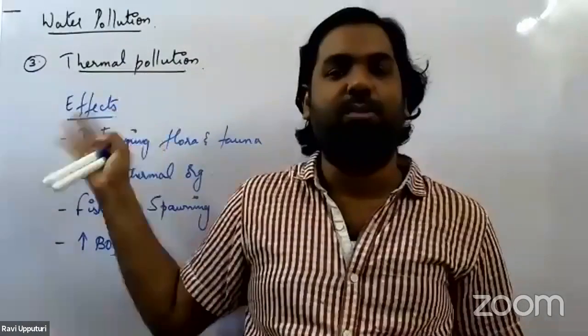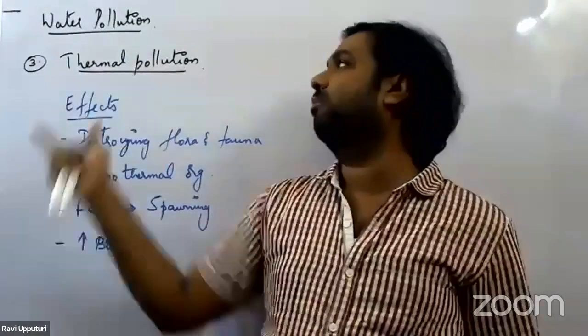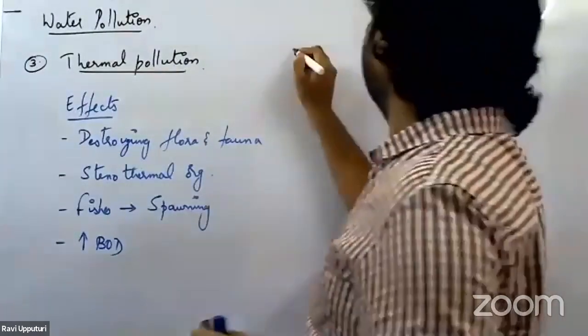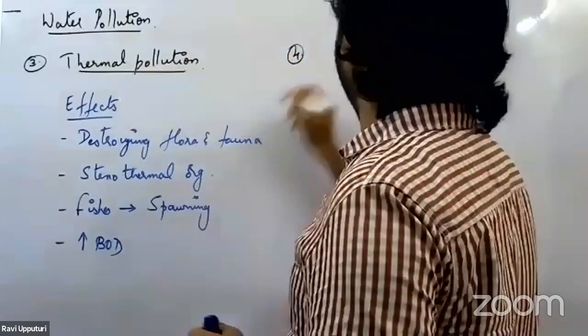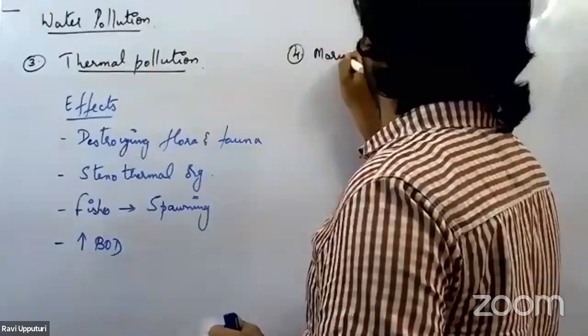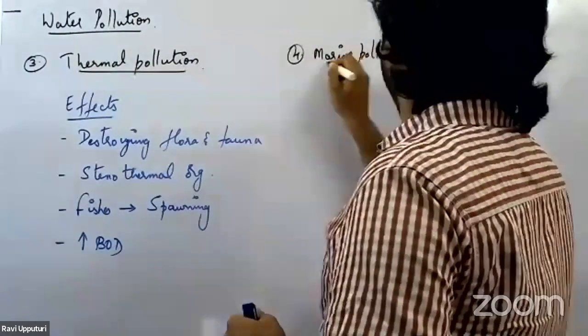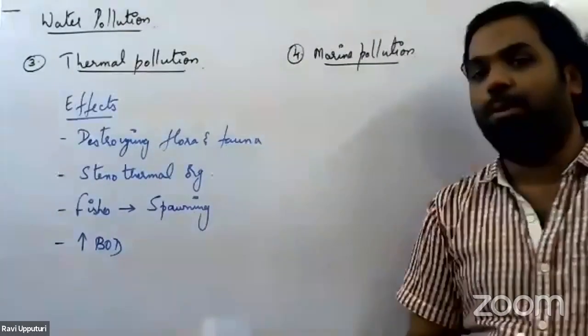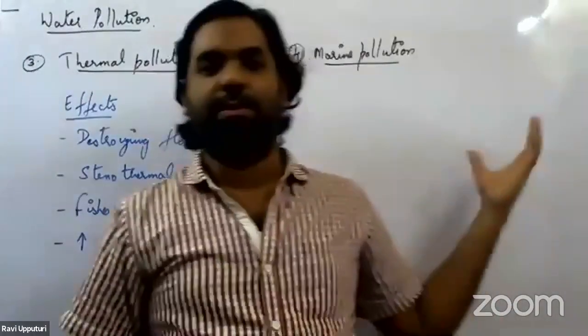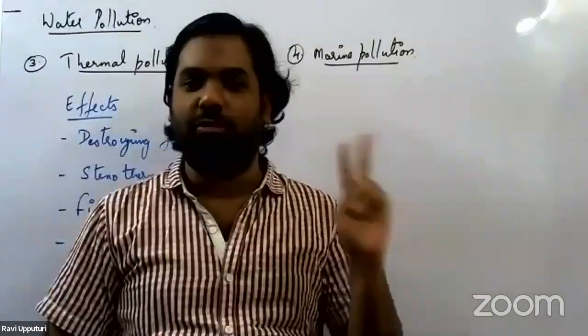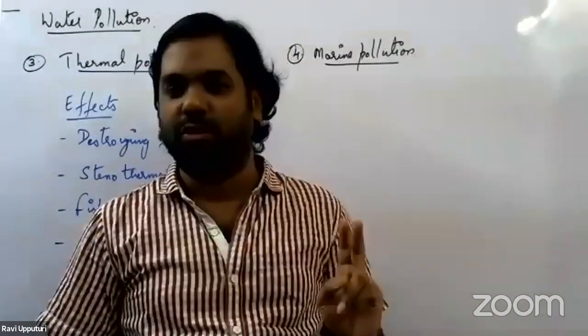So this is the third type of pollution, the third type of pollutants we have under water pollution. The fourth type under water pollution is marine pollution. Now, talking about marine pollution, what do we mean by marine pollution and what are the causes or sources of marine pollution? Two major sources of marine pollution.